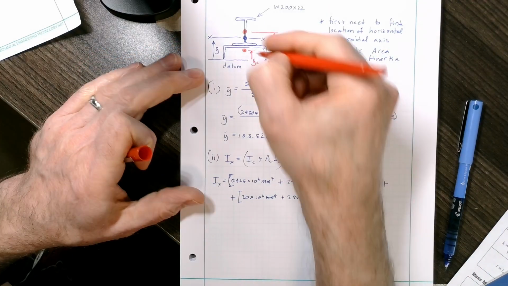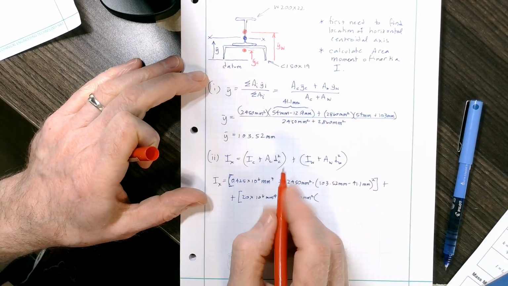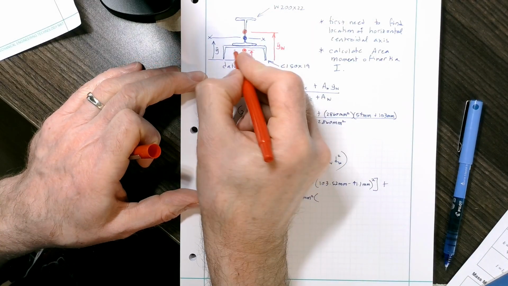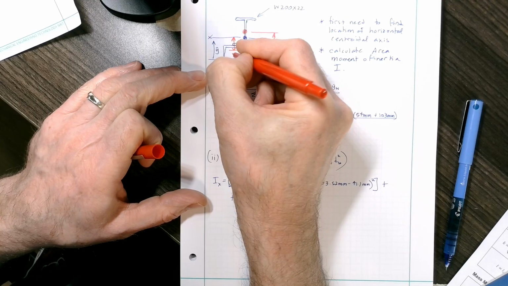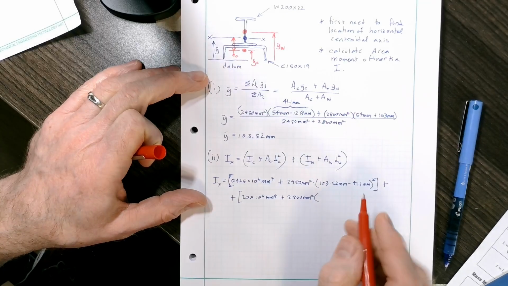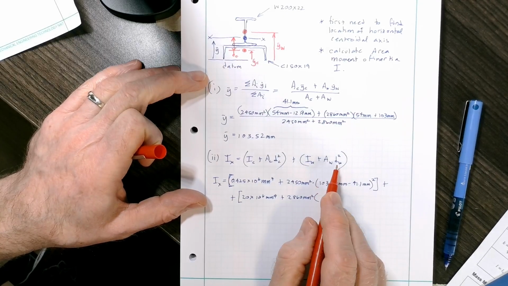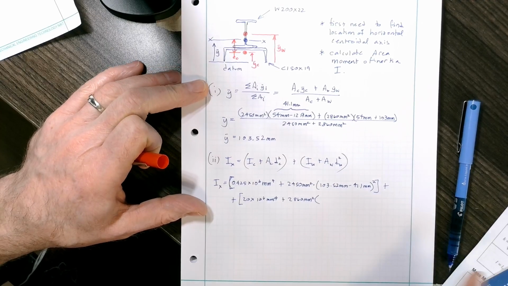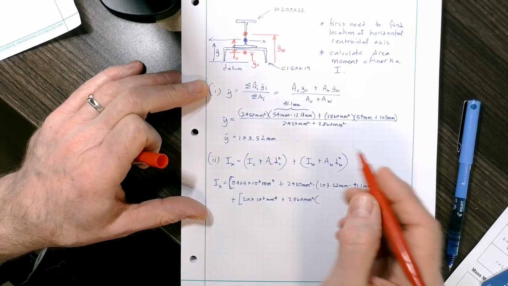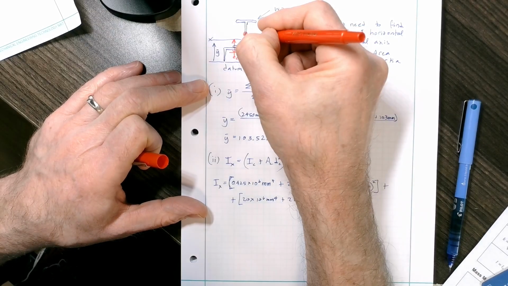Here's distance C. This one here we used here. Distance C is right there. Okay. And distance wide flange, the parallel axis. That's why I call it parallel axis, because the centroidal axes are parallel. That's this distance right here.